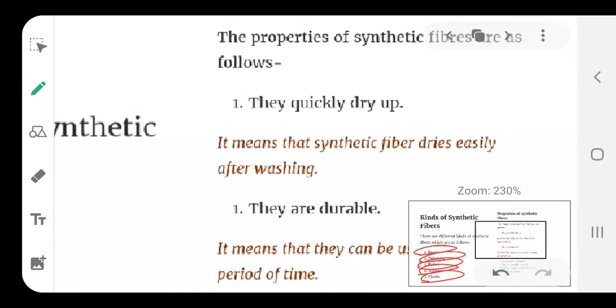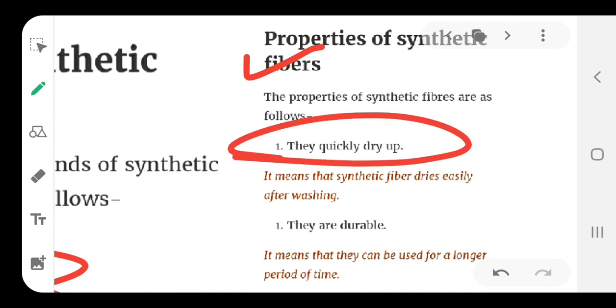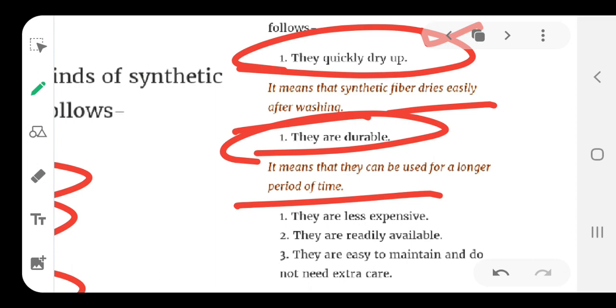Now, the question is why we want them. There are some properties of synthetic fibers which make them more popular. Some of them are that they dry quickly, so as a result they are easy to wear as well as to use. These synthetic fibers dry easily after washing. Number two, they are durable, which means they can last for a long period of time. As a result, they are used throughout the world.